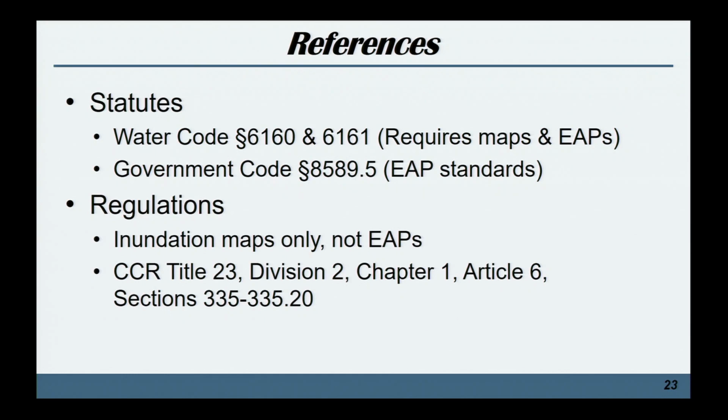So those are the main questions that we've been getting. Here are some references. These are the sections of water code that talk about inundation maps. I threw in here the section of government code that has the EAP standards, but Cal OES will be talking about that after. And then the regulations I've been referencing are only for the inundation maps, and they are in Title 23, Division 2, Chapter 1, Article 6. And again, those are linked on our website.